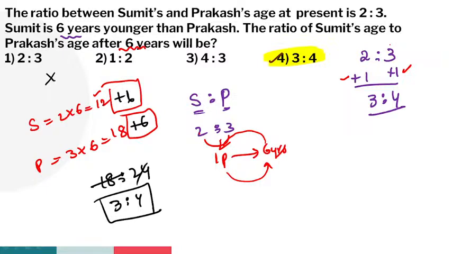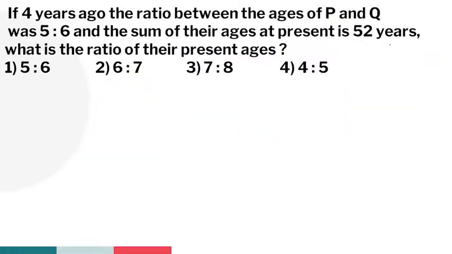Any doubts regarding this problem, guys? Right, move on to the next one. If 4 years ago the ratio between the ages of P and Q was 5:6 and the sum of their ages at present is 52 years, what is the ratio of their present ages? Okay, what is the answer, guys? Anyone? And which option is the right answer?